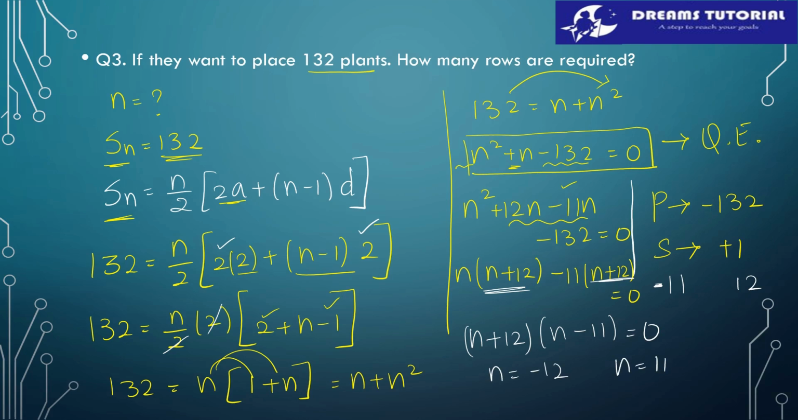So which should be the answer? I'm sure we are talking about number of rows here. So can number of rows be negative? Of course it cannot be. So n is equal to minus 12 is not a possible answer. The right answer is n is equal to 11. That means they would have to place 132 plants in 11 rows. I hope we all are clear with it.